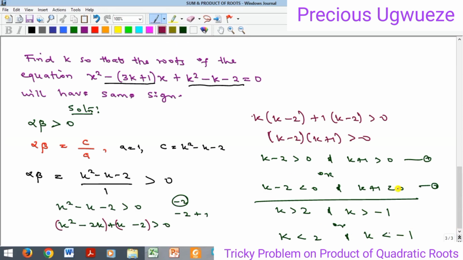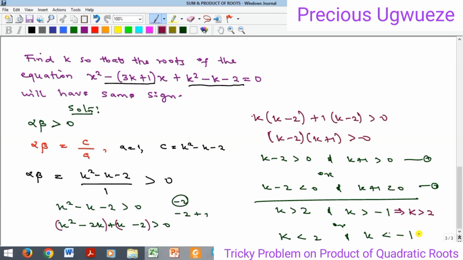So from here, what you will get is that if you join the two here, if k is greater than 2 and greater than minus 1. Of course, minus 1 is less than 2. So anything greater than 2 is also greater than minus 1. So we take just the first one here. K is greater than 2.